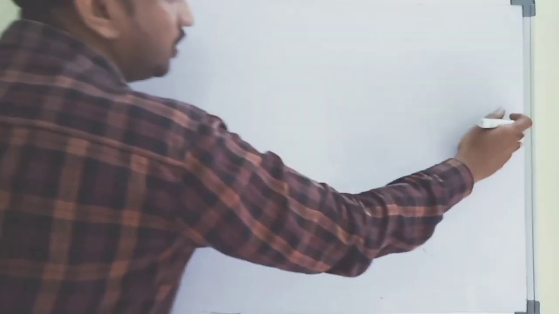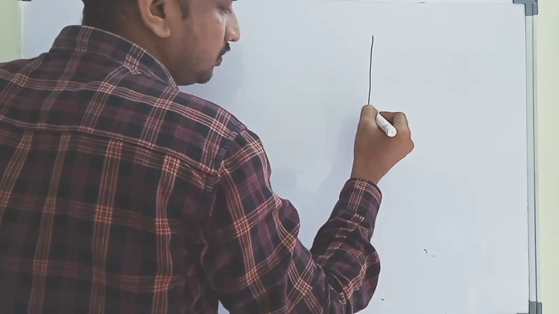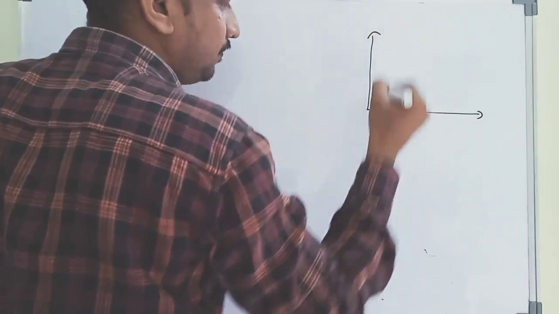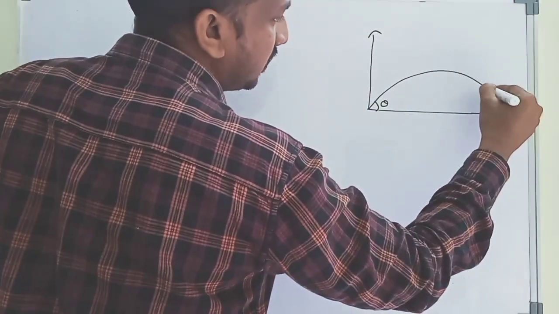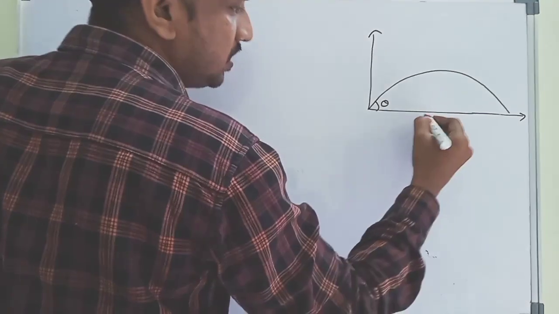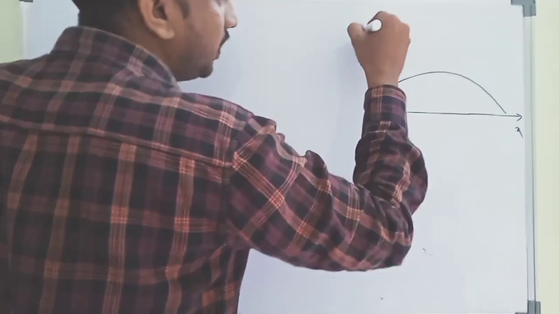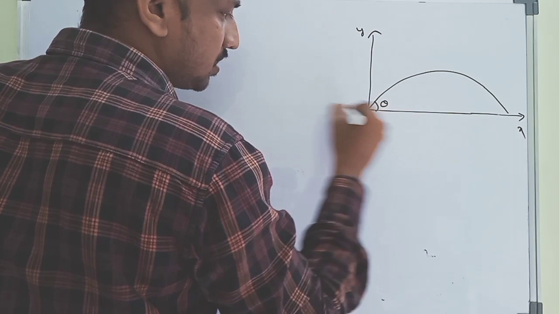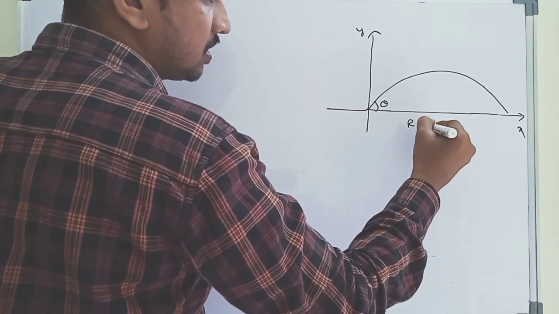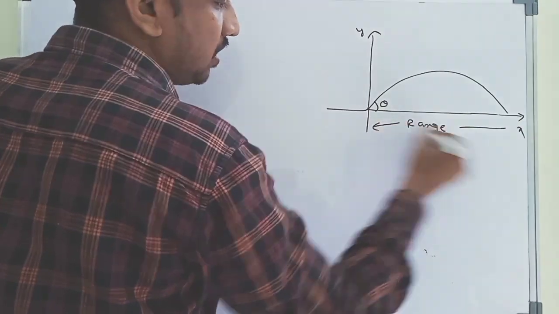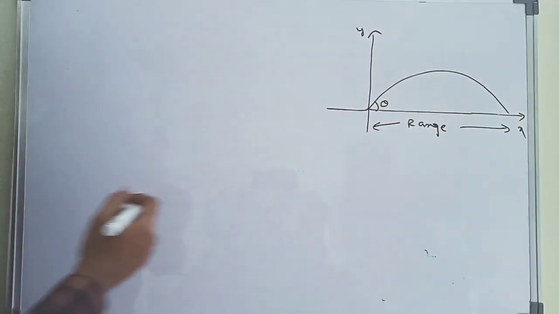So what is our topic? Horizontal range of the projectile. What is horizontal range? This is our projectile, this is the angle theta. Horizontal range is the maximum distance covered by the particle in the horizontal. Particle means projectile. So this is called horizontal range, in the x direction.